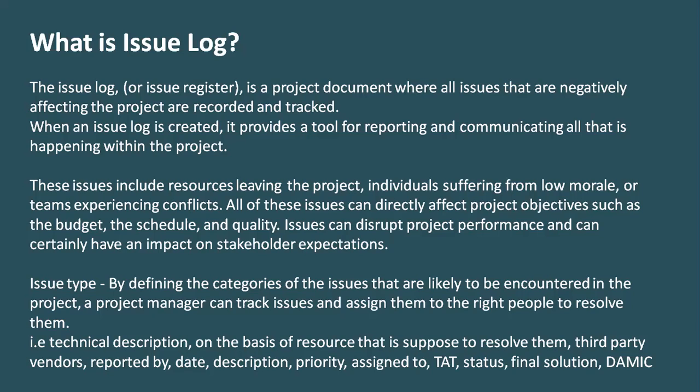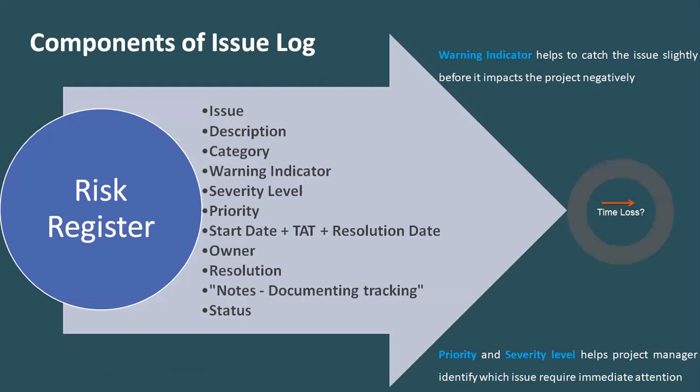Now, issue log has certain components. You need to capture what an issue is, what is happening. Let's say the issue is an infrastructure issue, right? Description is the infrastructure is going down very frequently. Categorize it, whether it's an infrastructure issue, a human resource issue, a project management issue, or whether it is a facilities issue, right?